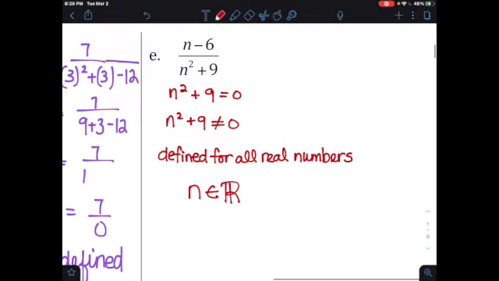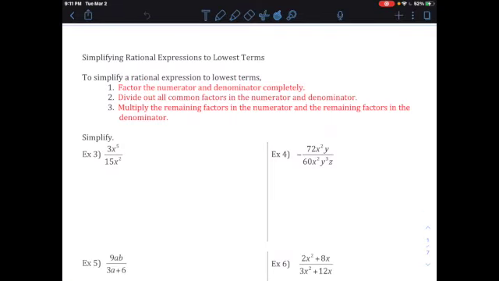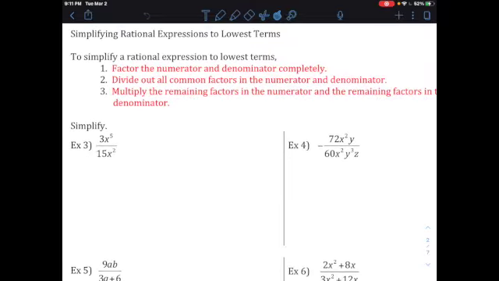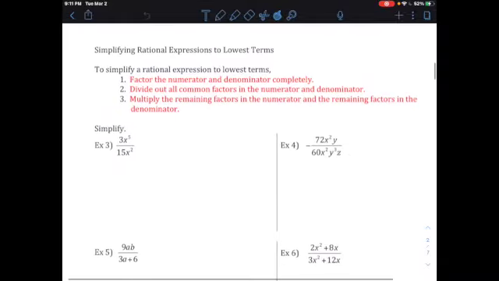So let's letter E. The next idea is simplifying a rational expression to the lowest terms. To do that, to simplify a rational expression to the lowest term: 1. Factor out the numerator and the denominator completely, doing them as two little separate problems, one on top, one on the bottom. 2. Divide out all the common factors in the numerator and denominator. So anything that's the same, we're going to cancel out, provided they are only multiplying each other. 3. Multiply the remaining factors in the numerator and the remaining factors in the denominator.